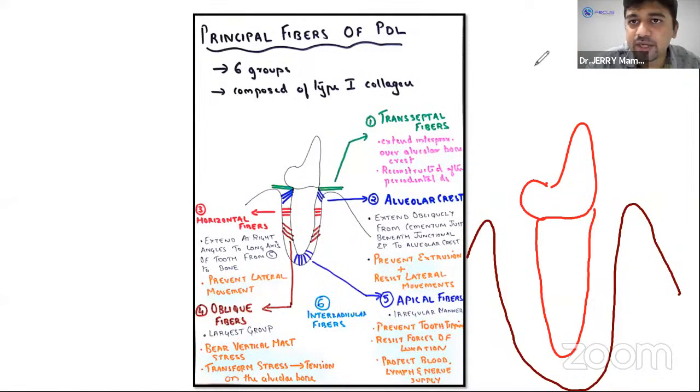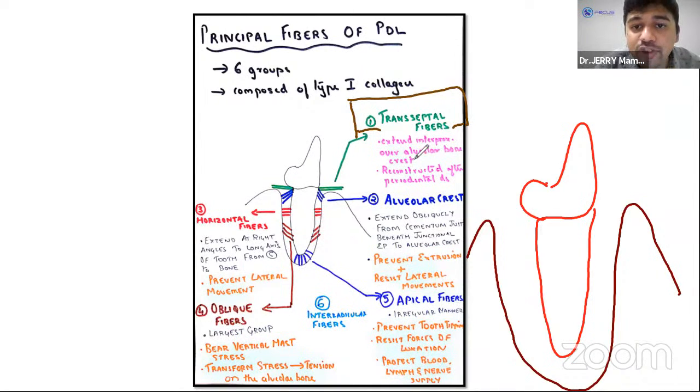transeptal fibers. We'll come into that. We'll come into transeptal fibers again. Don't worry. Let me just take the color. So now we are going to see the different types of principal fibers. The first one we are going to see is the transeptal fibers. Okay. Transeptal fibers.